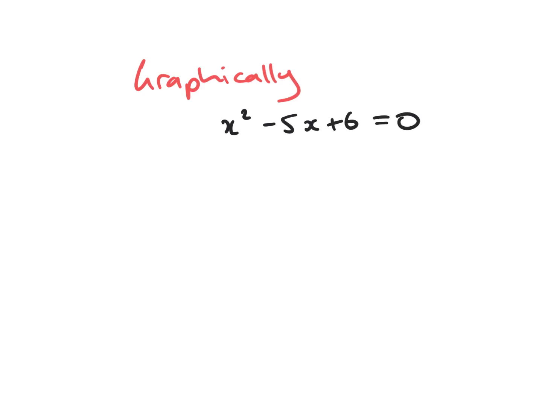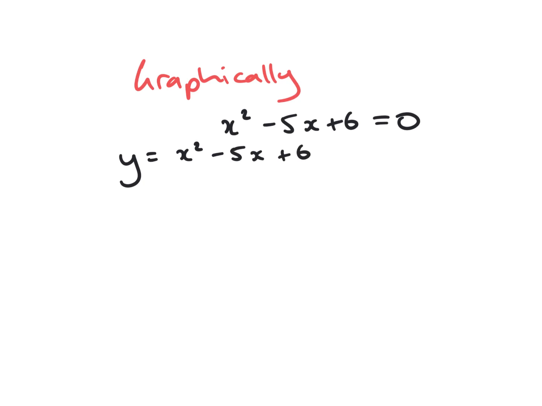So let's put a title on this one. Graphically. So once again, write down the formula. x squared, take 5x, plus 6 is equal to 0. What I'm going to do, just so I can draw this, is say y is equal to x squared minus 5x plus 6. Now I'm going to look at that graphically, and then I'm going to introduce something here.